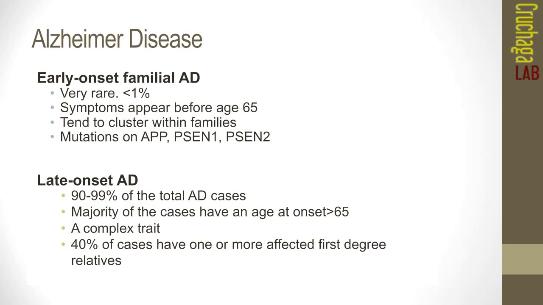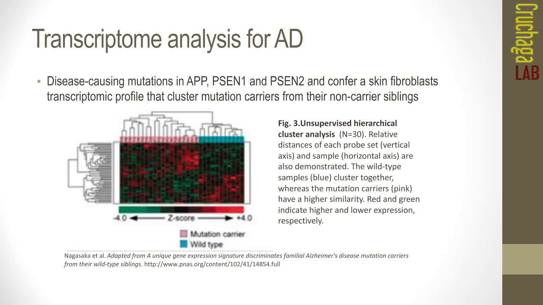Indeed, it also happens in families, because we know that more than 40% of the cases have one or more affected first-degree relatives. We're interested in understanding the transcriptome of AD because that would give us some insights into the molecular networks that are affected by the disease or causing the disease.